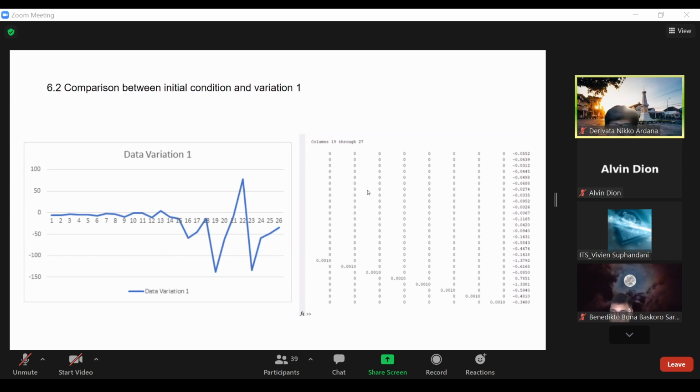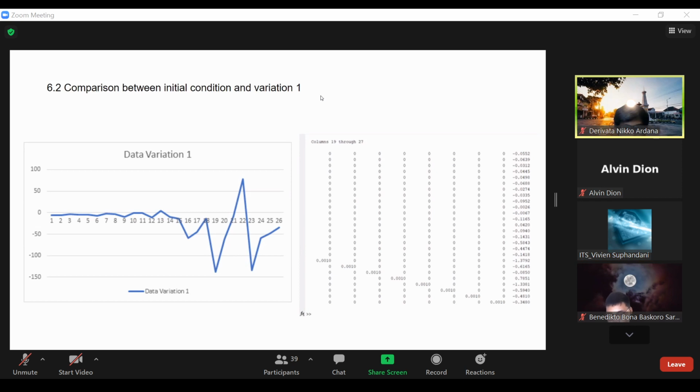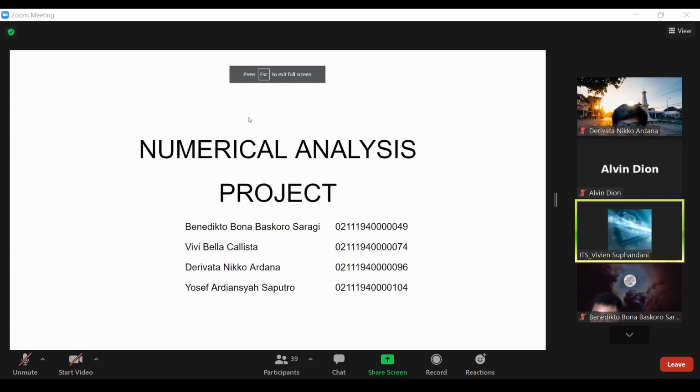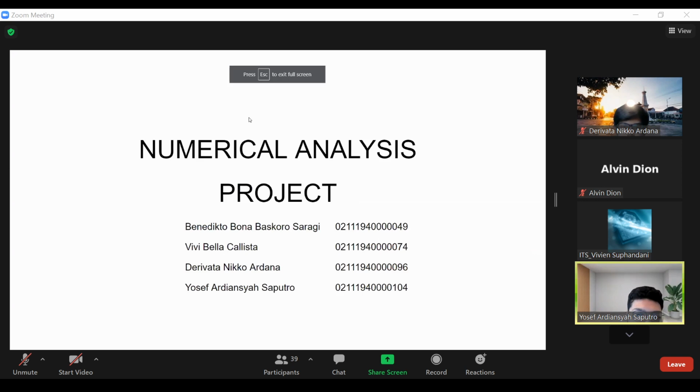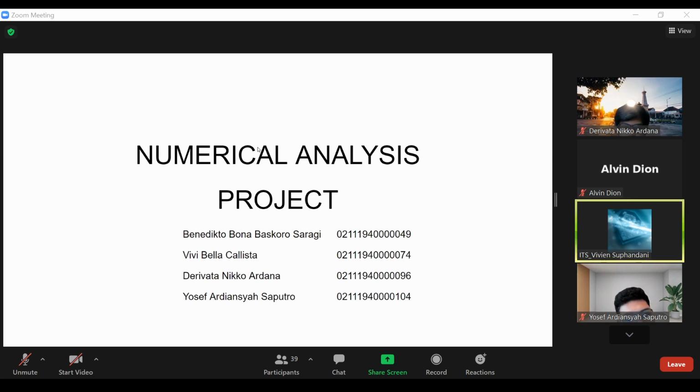Okay. So this is for variation 1, isn't it? So what is the difference? Is it finished already for the presentation? Yes, ma'am. Okay. So before that, what is the solution method that you use to solve this? We use Gauss-Jordan, ma'am, for the calculation. Gauss-Jordan as well. Okay. So what is the difference between the initial condition and the variation?